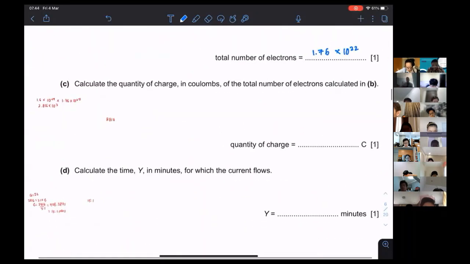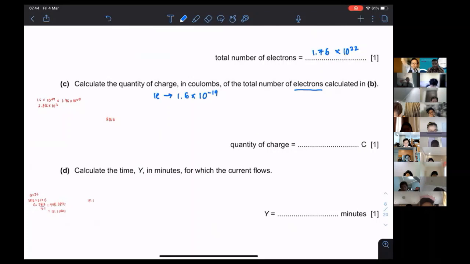Calculate the quantity of charge in coulombs, the total number of electrons. If you want to calculate the charge, every one electron carries this charge, 1.6 times 10 to the power of -19.